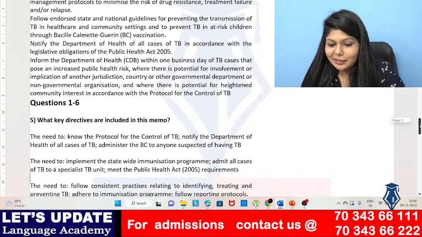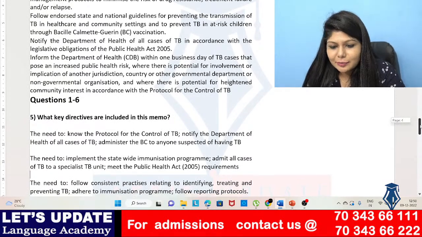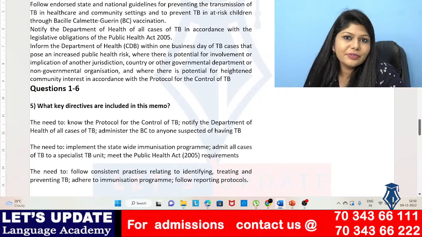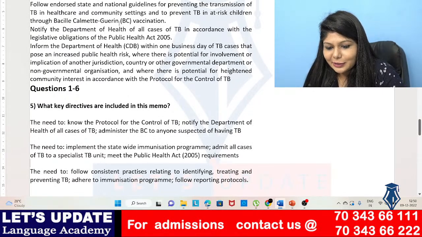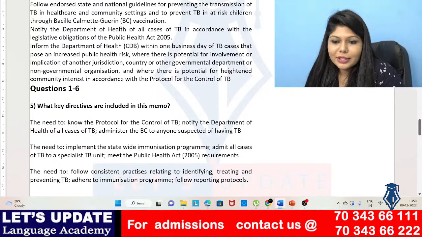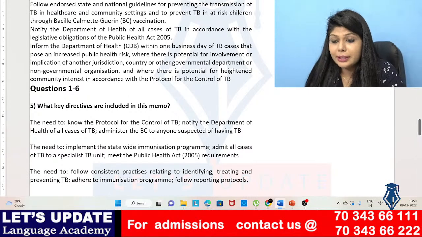So now coming to the options: what key directives are included in this memo? So what do you think the answer is? Covering the points we have just read. You have to choose an option that would be covering the points or the information we have mentioned in the memo. So what do you think the answer is? Please put it in the comment box.